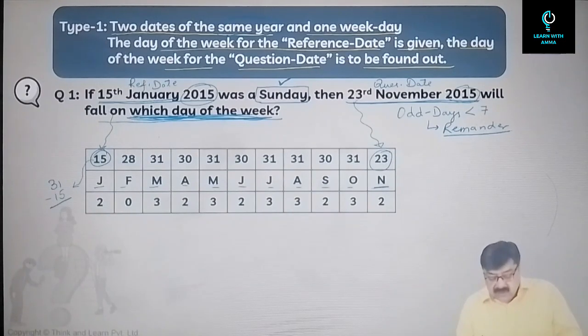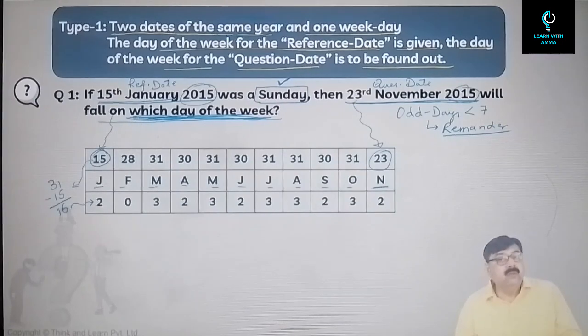So now, how many days are remaining? Well, 16 days are remaining. And 16 days means how many odd days? 2 odd days. What are odd days? Divide 16 by 7. Remainder is 2. Remainder, after dividing a number by 7, is called odd days.